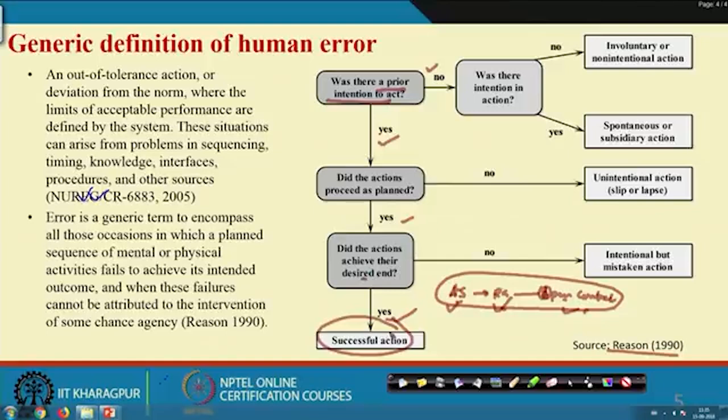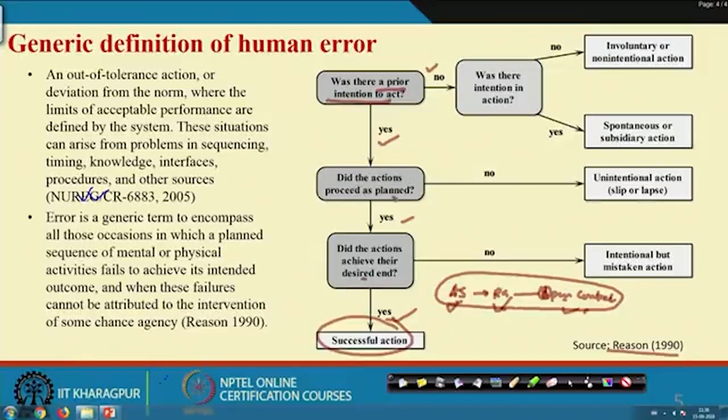But in between that successful operation and violation, there are human errors. What are those human errors? The plan is known, the plan is good, that means intention is there, a prior intention, for successful action. That is the case.